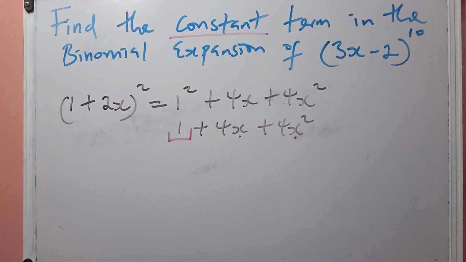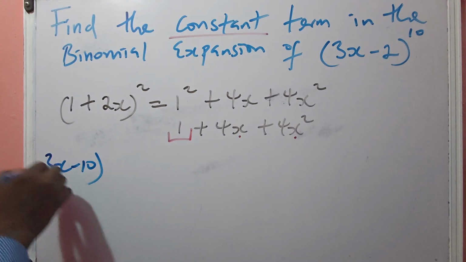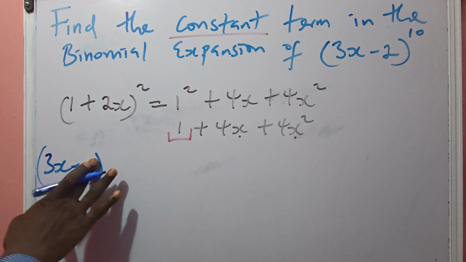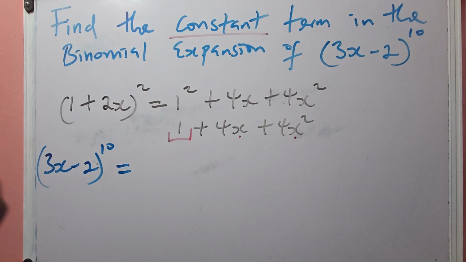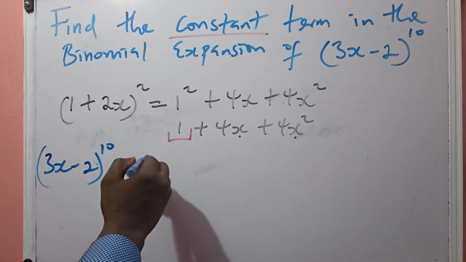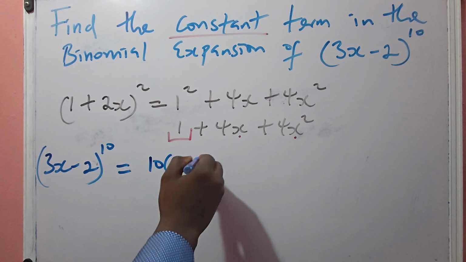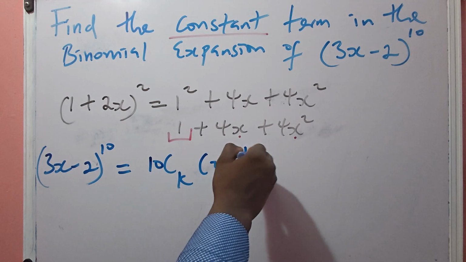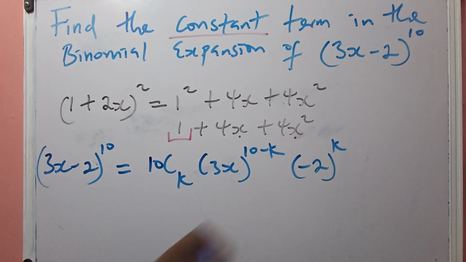So if you have a question like this, what you simply have to do is act as if you were going to expand 3x minus 2 raised to the power of 10. You're going to act like you're going to expand this, but you would not make use of the k. So you'll be having 10 combination k. This is based on the binomial theorem. 3x raised to the power of 10 minus k, times minus 2 raised to the power of k.